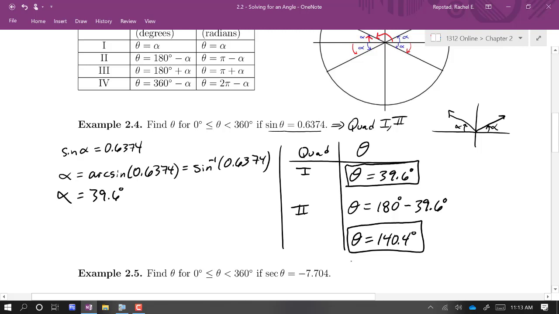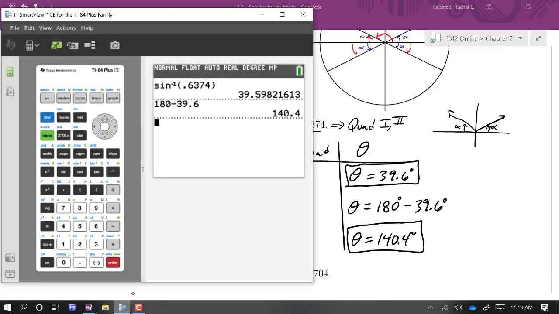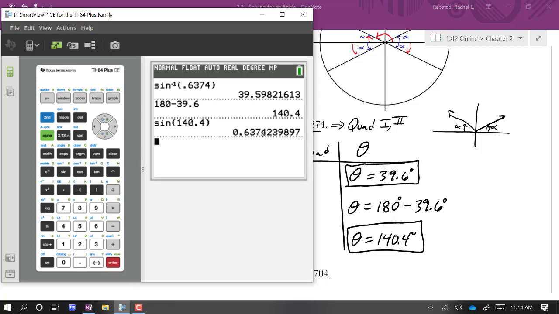These are easy to check because I can just make sure that when I plug in my calculator's in degree mode, sine, not inverse sine this time, but just sine of 140.4, I will get something very close to 0.6374. We did have to round that angle, so I might be slightly off, but there it is, 0.6374, and then some more digits after.